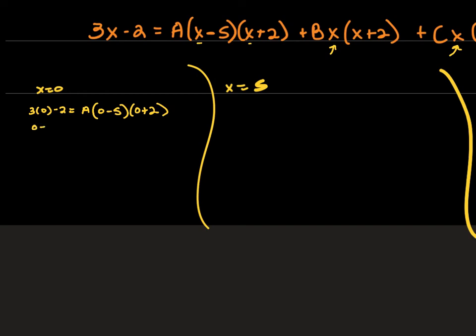So I'd get 0 minus 2, which is -2, equals A times -5 times 2, A times -10. A is -2 over -10, which becomes 1/5.